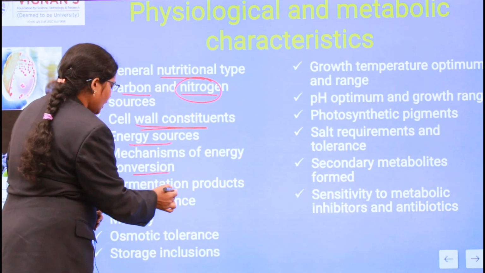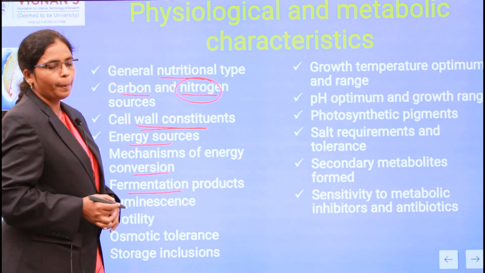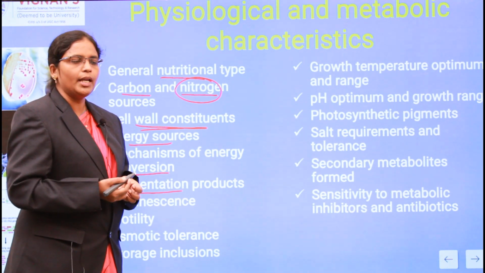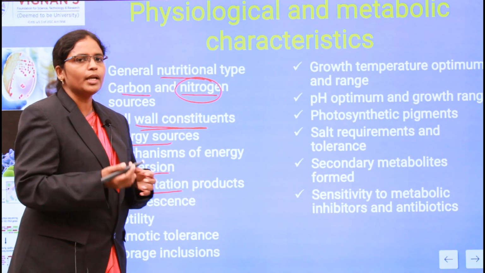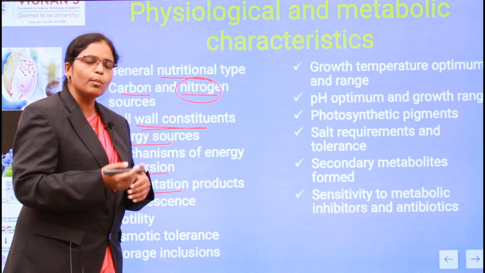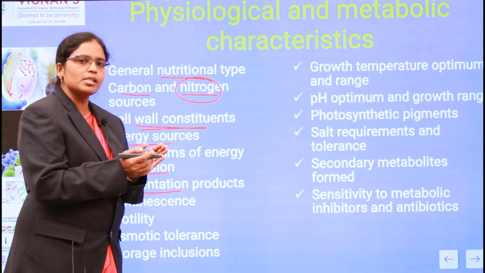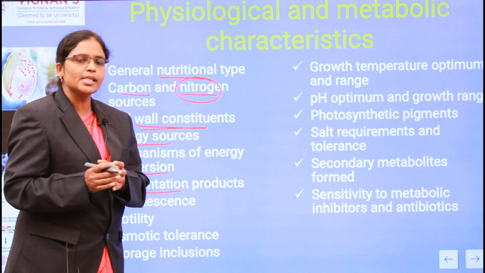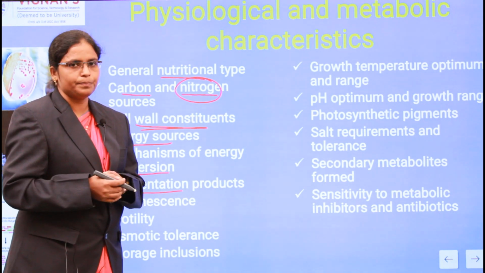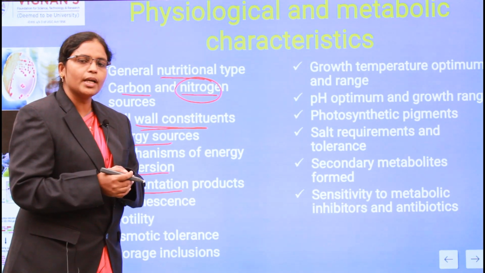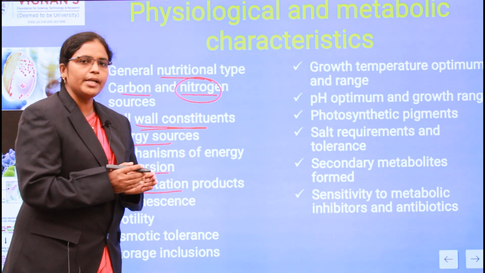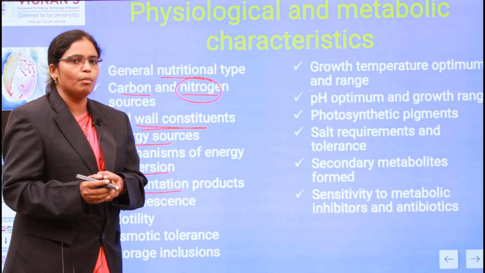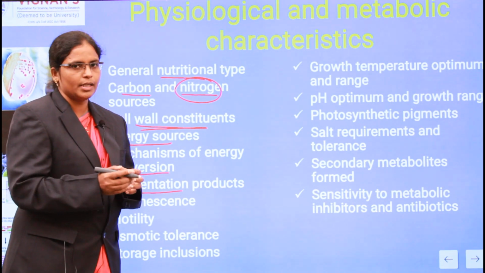And conversions. Next, fermentation products. Any microorganism utilizes the food material and starts undergoing metabolic reactions. In this metabolic process, it converts one form of the substrate into another product. Those products are nothing but metabolites. So microorganisms produce primary metabolites and secondary metabolites. What are those metabolic compounds produced by an organism?